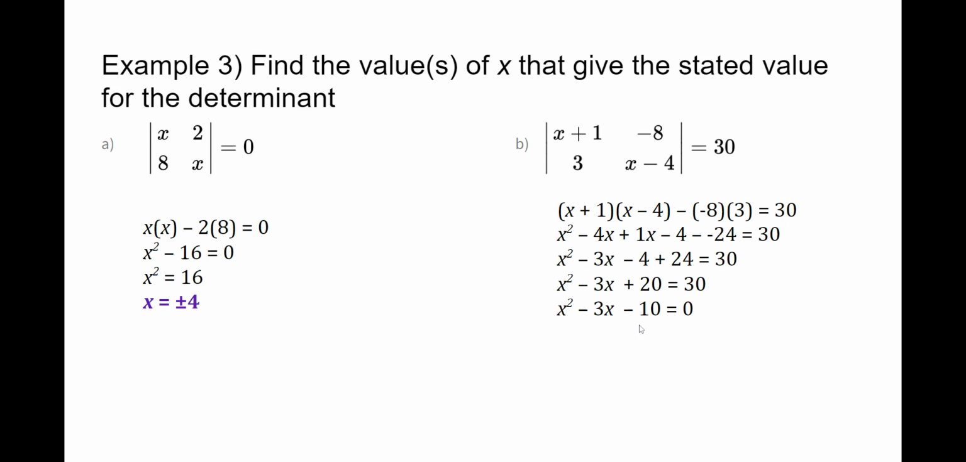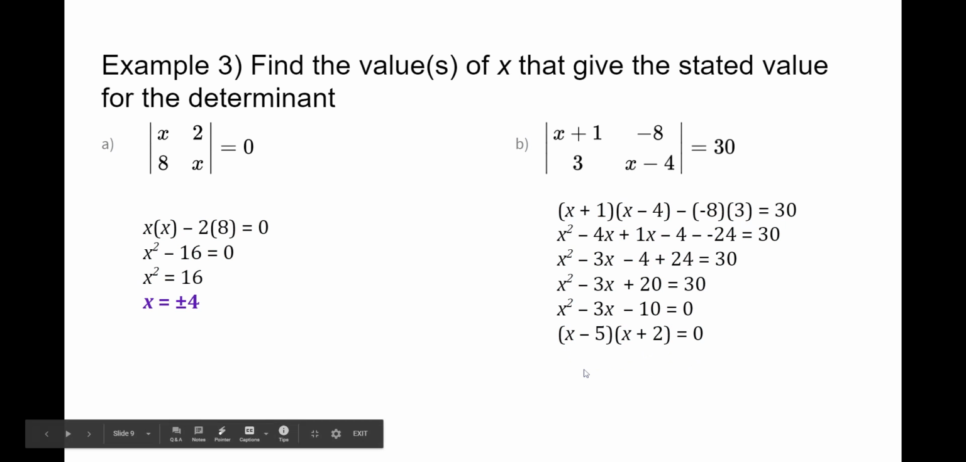And to factor this, we need a pair of numbers that multiplies to give negative 10 and adds to give negative 3. That would be negative 5 and positive 2. So our factors, x minus 5 and x plus 2 equals 0. If you set each factor equal to 0, then you can solve to get x equals 5 and x equals negative 2.